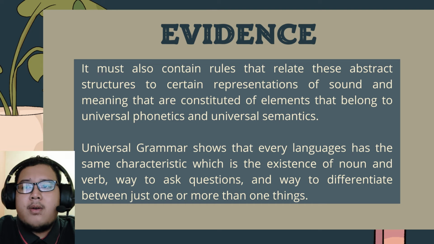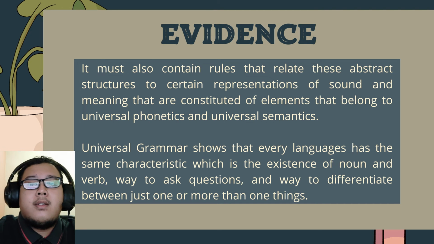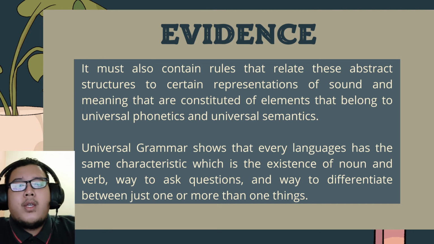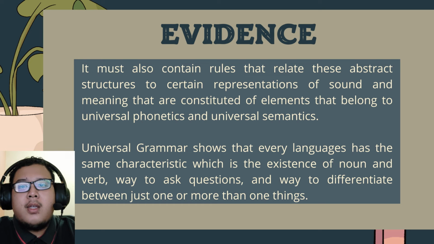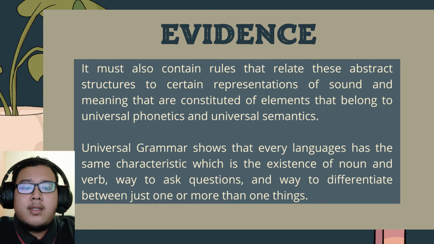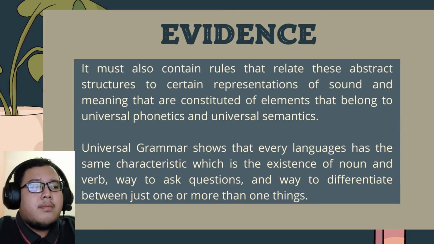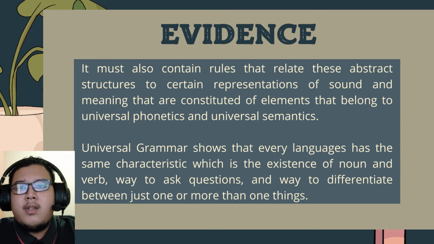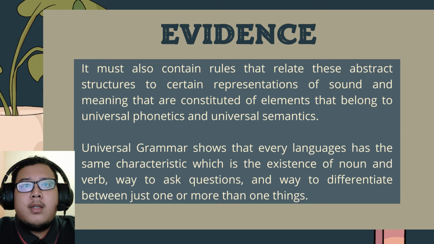This can be explained that a universal grammar shows that every language has the same characteristic, which is the existence of noun and verb, a way to ask questions, and a way to differentiate between just one or more than one thing. What this means is that every language in this world always contains the same characteristics as any other language.